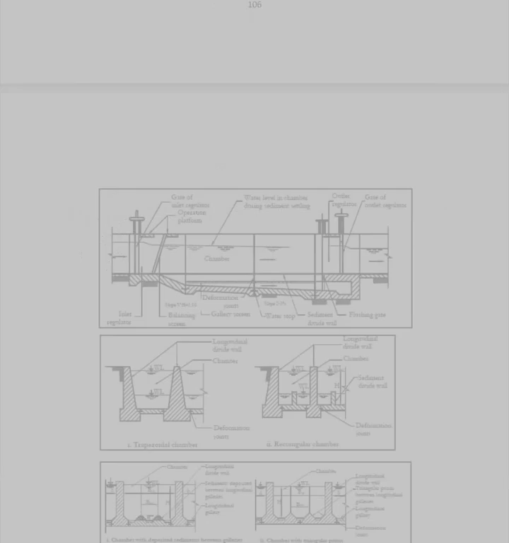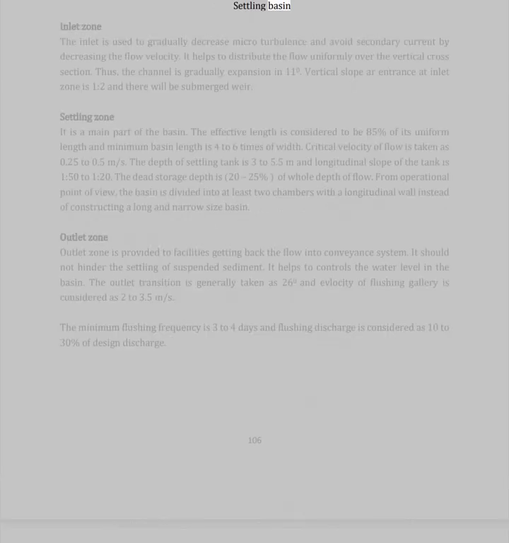Settling basin. Inlet zone. The inlet is used to gradually decrease microturbulence and avoid secondary current by decreasing the flow velocity. It helps to distribute the flow uniformly over the vertical cross-section. Thus, the channel is gradually expanded. The vertical slope at the entrance of the inlet zone is 1:2 and there will be a submerged weir.